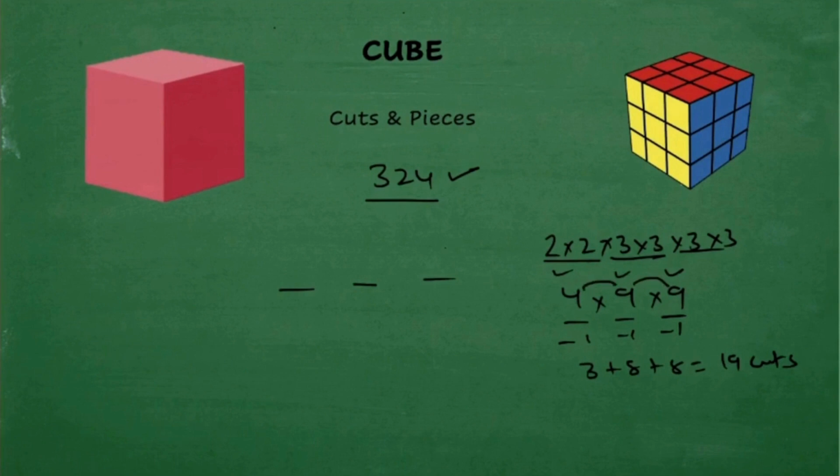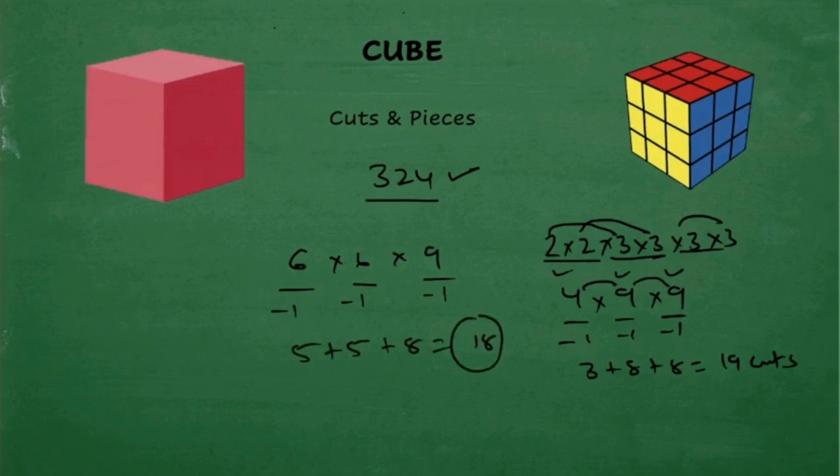So what we'll do is make another case, that is 3 twos are 6, 3 twos are 6, and 3 threes are 9. So again 6 and 6 are equal, but 6 and 9 have less difference here, and we'll check the number of cuts, that is 5 plus 5 plus 8, 18. So is the minimum 18 or 19? The minimum is 18.